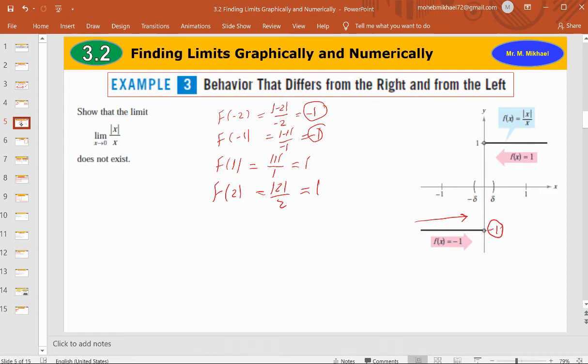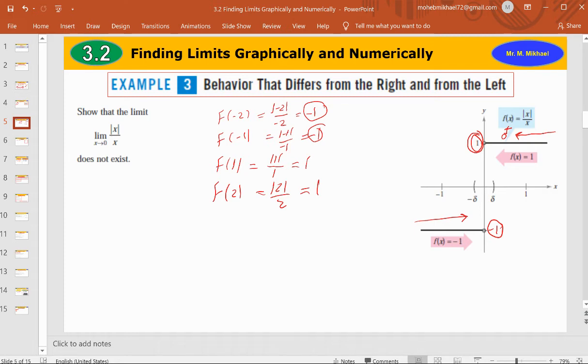So this is what we call a step function. It looks like a step, and the function is fluctuating between two values. The positive values give us 1 and the negative values give us negative 1. Okay, guys? So as x approaches 0 from the positive direction, f of x approaches 1.